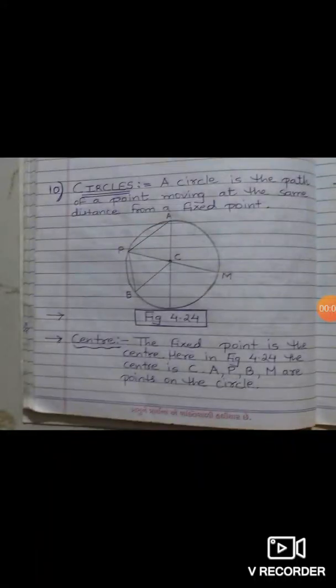The next topic to be discussed is circles. How can you define a circle? The definition is: a circle is the path of a point moving at the same distance from a fixed point.